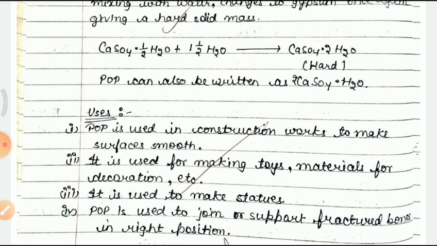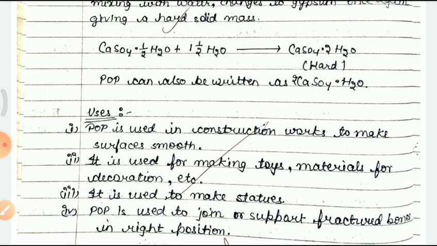And you know that whenever a bone is getting fractured, at that time a plaster is there around the bones in order to hold them in the right position, right. So the powder by which that plaster is formed in the medical field, that plaster is POP, plaster of Paris.